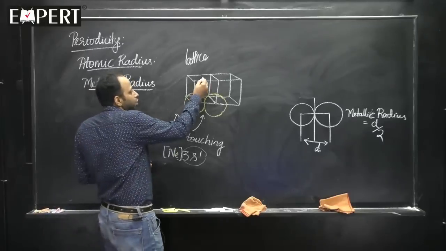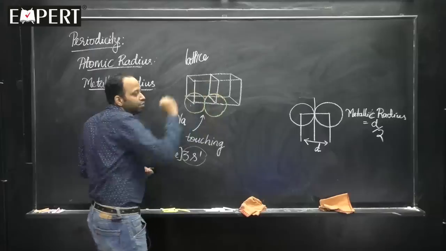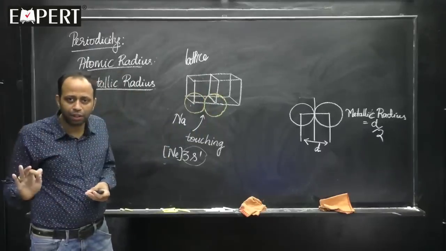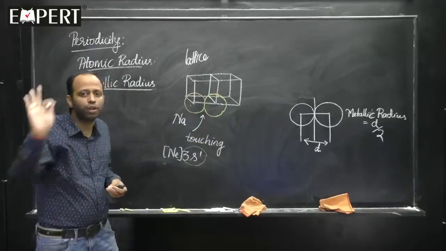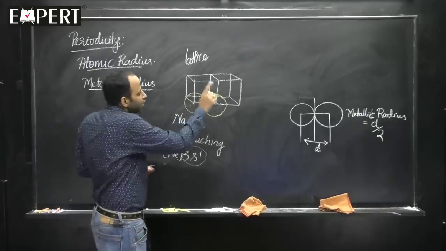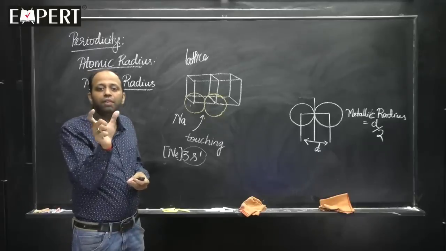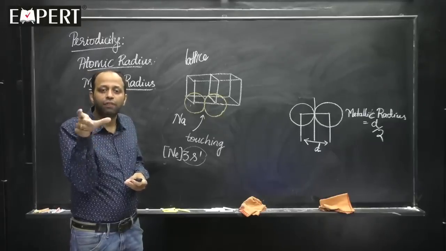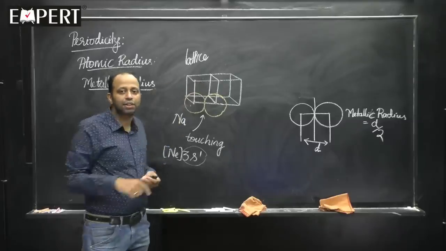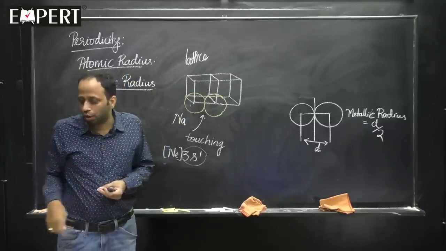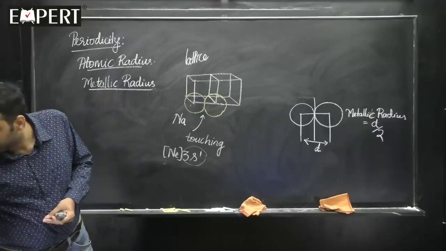There are many atoms here also, all of them will be in touch with one another of the same element. If I take sodium, all sodium atoms will be there everywhere, say in the corners. You just take half the distance in between the nuclei of the two atoms, wherein the atoms are present in such contact. Okay. So, this is the definition.